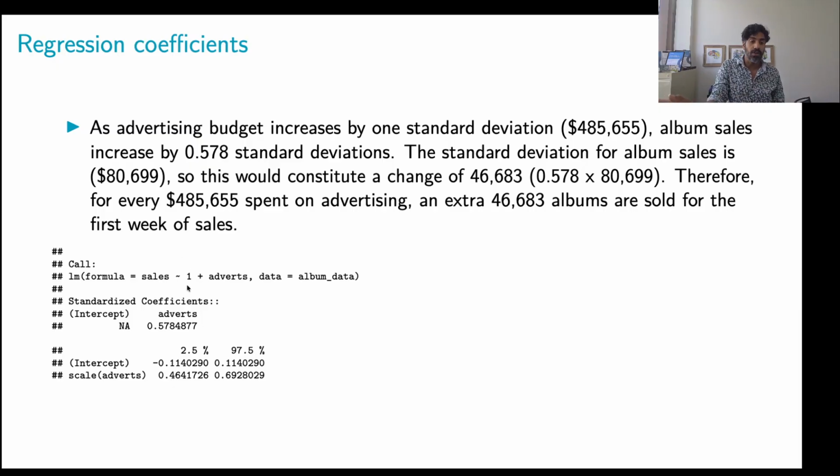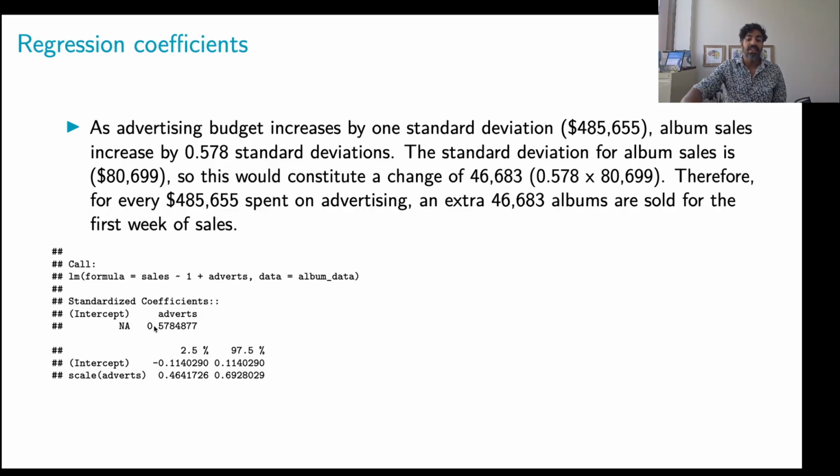So I've been talking a lot in terms of unstandardized units, using the units of measurement that are available in the example. But you can also ask the question in standard units. So you may be saying, how do adverts and sales relate to one another in standardized units? In this example, as advertising budget increases by 1 standard deviation, album sales increase by 0.57.